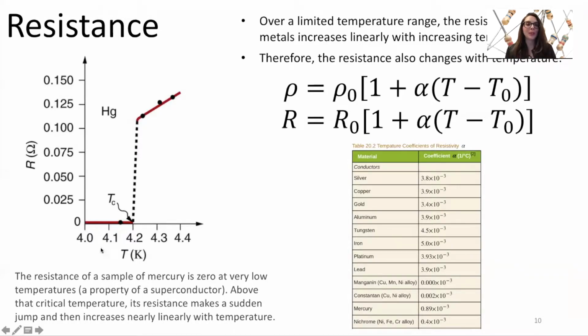It has no resistance. But above some critical temperature, which is different for each material, its resistance makes a sudden jump and then starts to increase nearly linearly with temperature above this. So at very low temperatures, there are many materials that behave as if they have no resistance, but as they warm up, they start to have a resistance that behaves more linearly.